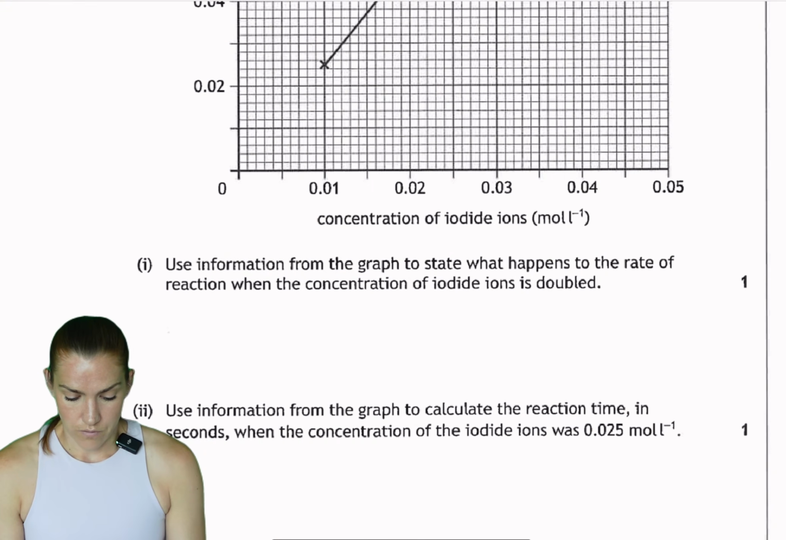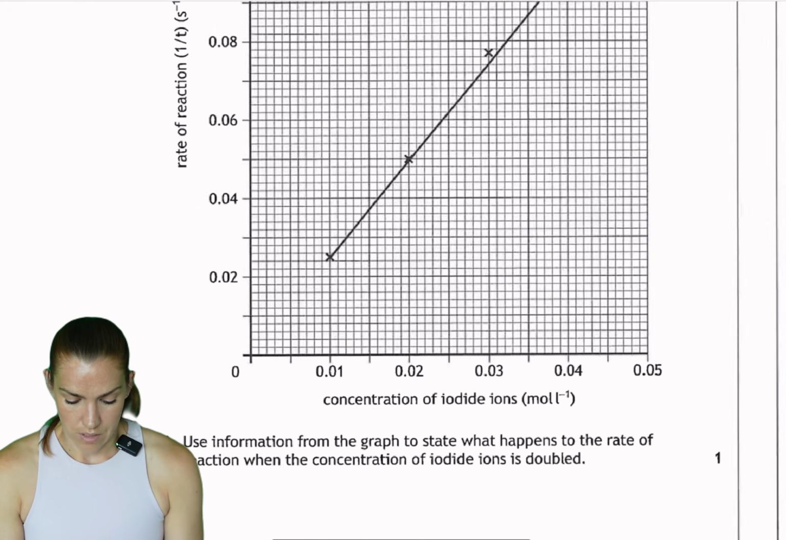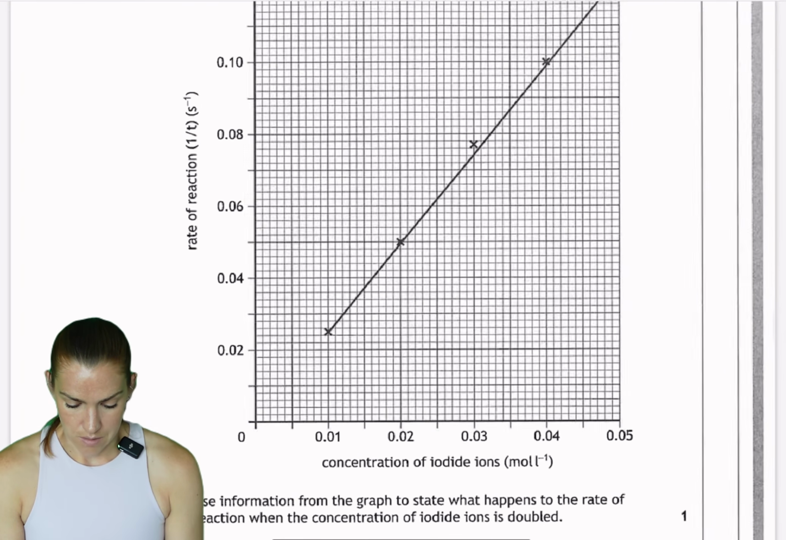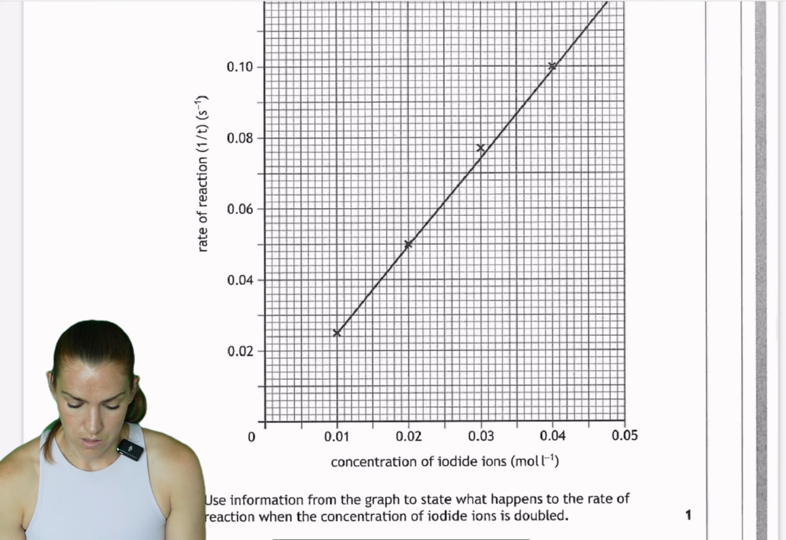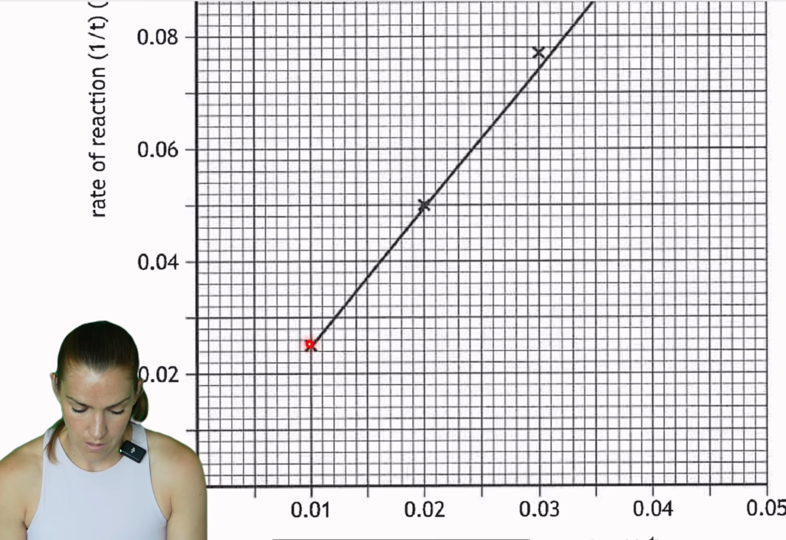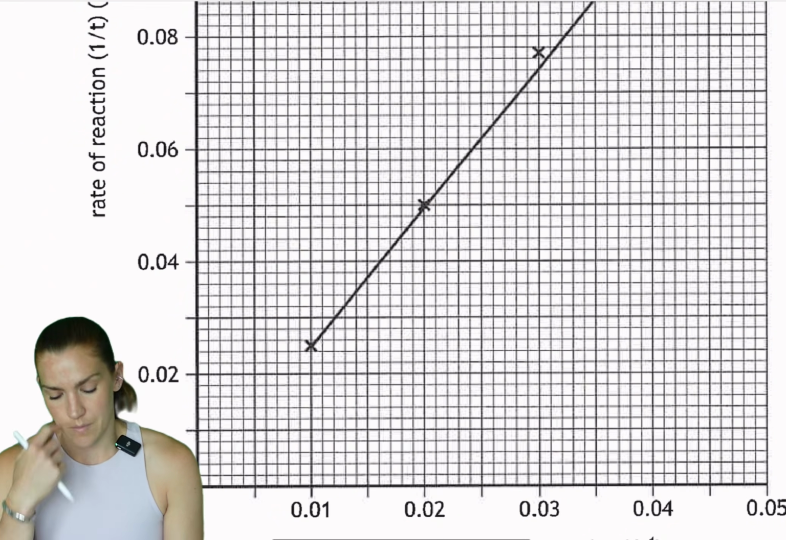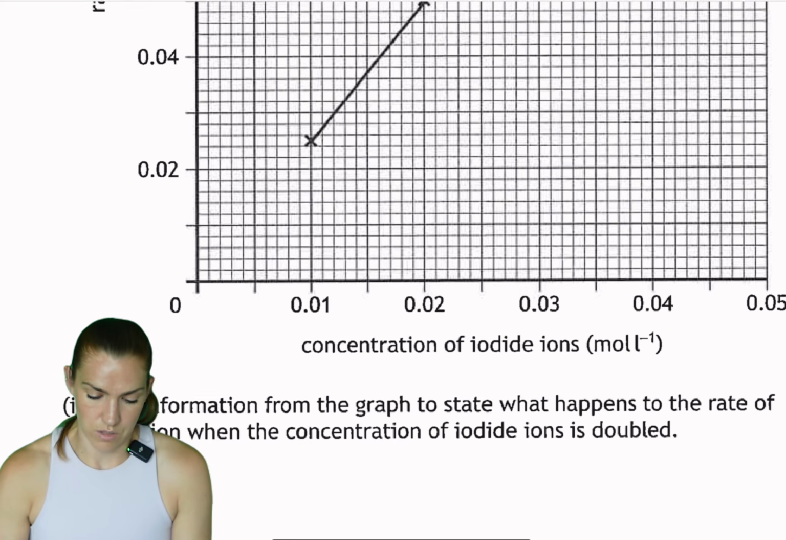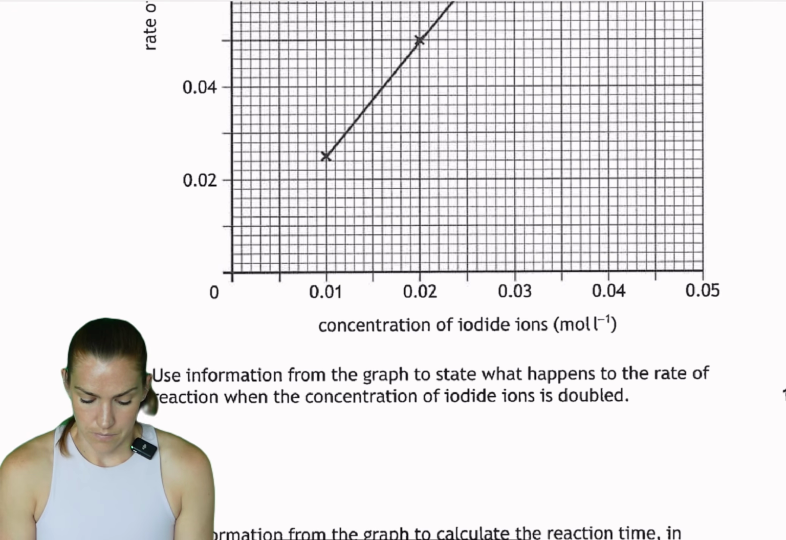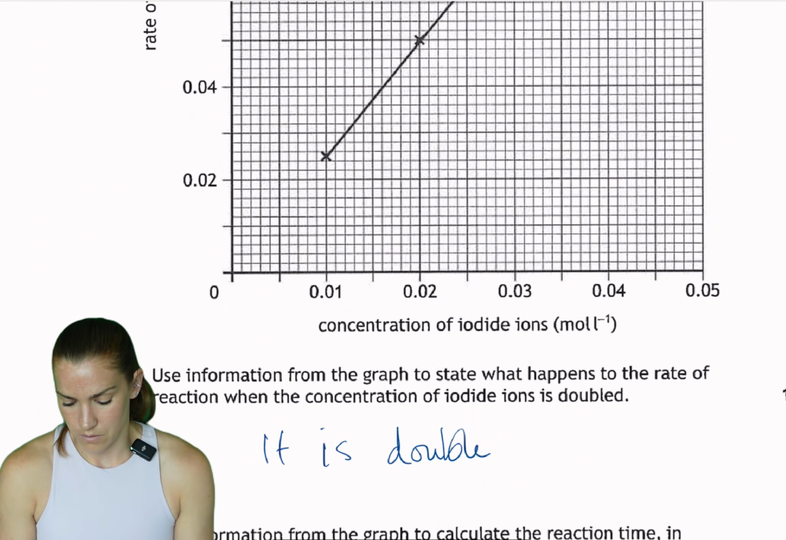And then use the information from the graph to see what happens to the rate of reaction when the concentration of iodide is doubled. So if we look at where the iodide is doubled, the rate goes from 0.025 up to 0.05, sorry. So that means when you double the concentration, the rate is also doubled. So all you need to say here really is it is doubled, or it doubles.